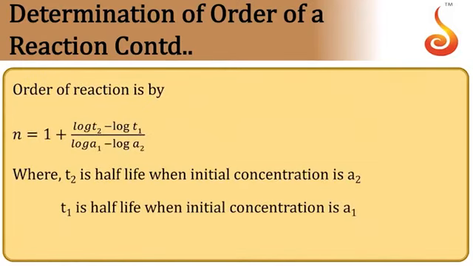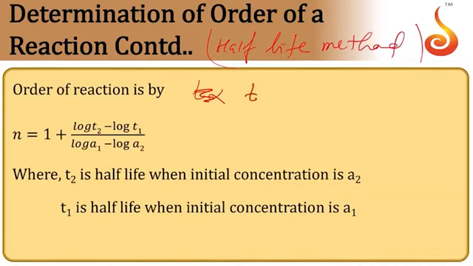Then comes the half-life method. In this method, half-life is proportional to 1 by A power n minus 1, where n is the order of reaction and A stands for the initial concentration. So n is the order, A is the initial concentration. We will change the initial concentration and find the half-life of that reaction, and then we get the order by this formula.